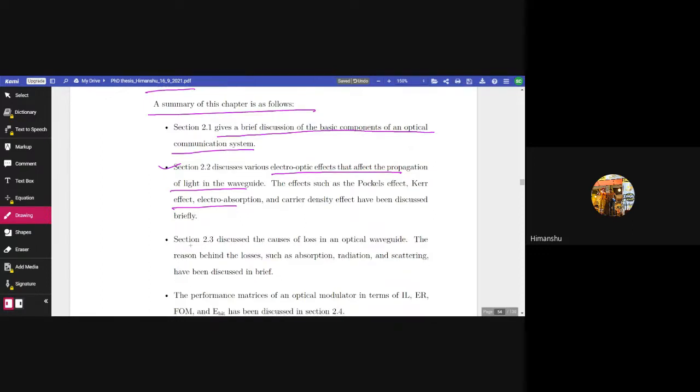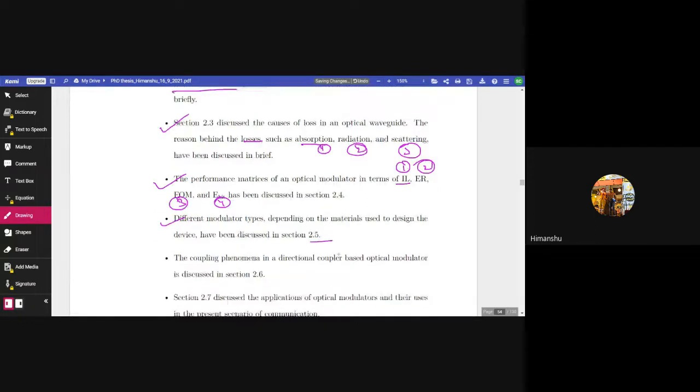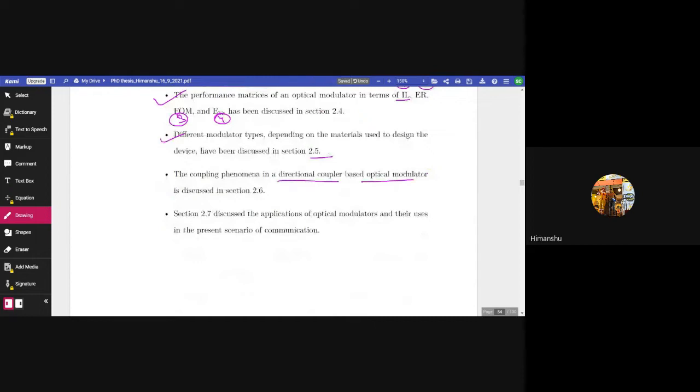Section 2.3 discusses the causes of losses in an optical waveguide. The reasons behind the losses, such as absorption, radiation, and scattering, have been discussed in brief. The performance metrics of an optical modulator in terms of IL, ER, FOM, and EBIT have been discussed in section 2.4. Different modulator types, depending on the material used to design the device, have been discussed in section 2.5. The coupling phenomena in a directional coupler based optical modulator is discussed in section 2.6. Section 2.7 discusses the applications of optical modulators and their uses in the present scenario of communication.